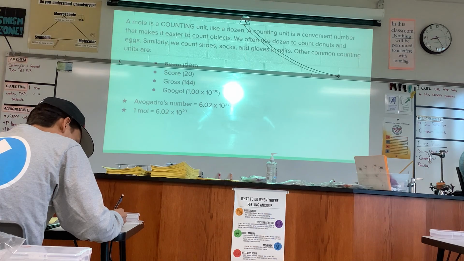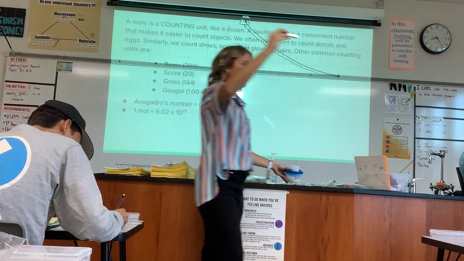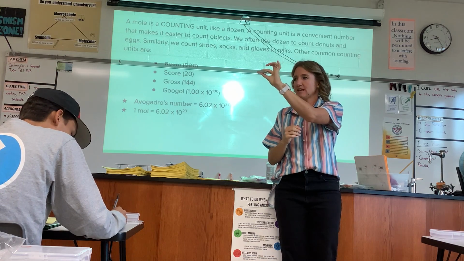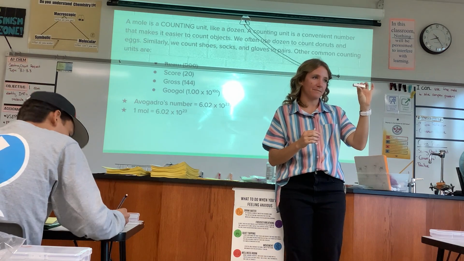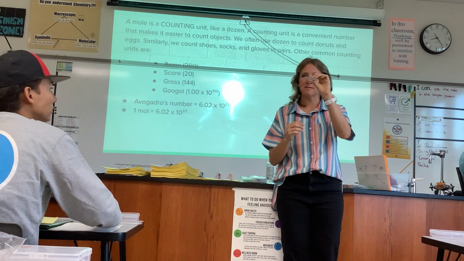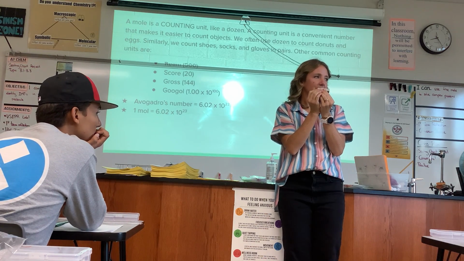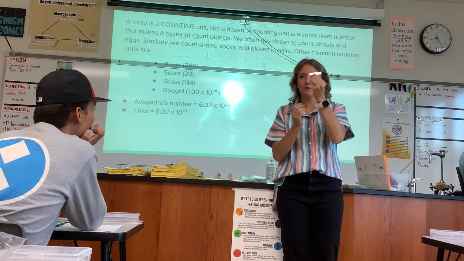So this little block right here is 1 mole of aluminum atoms melted together. Okay, 1 mole of aluminum atoms. So what does that mean? How many aluminum atoms are in this block? 6.02 times 10 to the 23rd. Good, 6.02 times 10 to the 23rd.